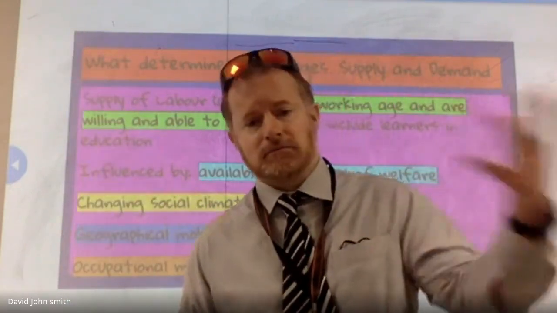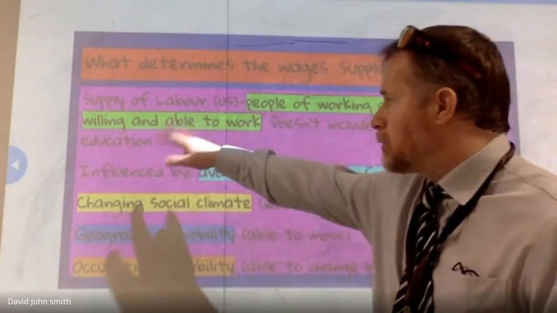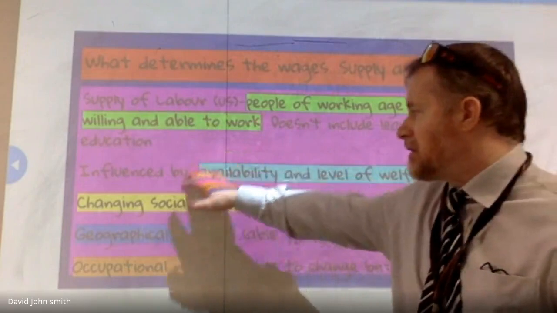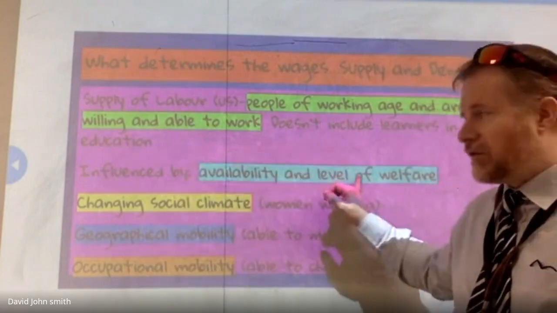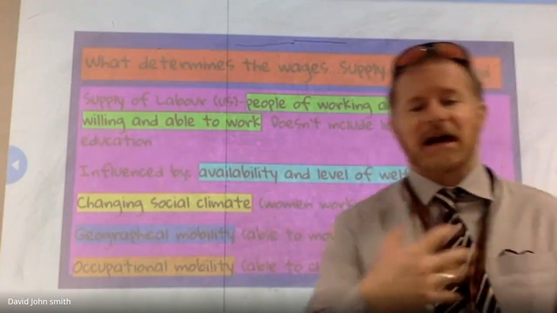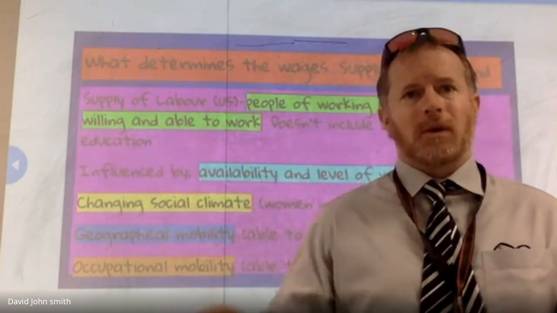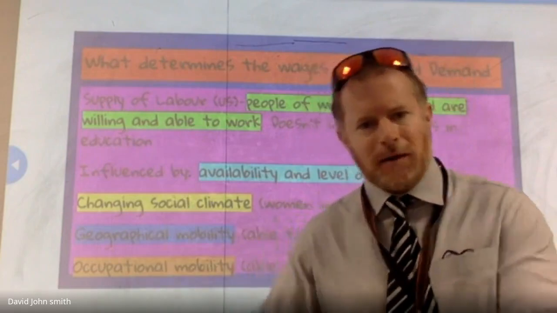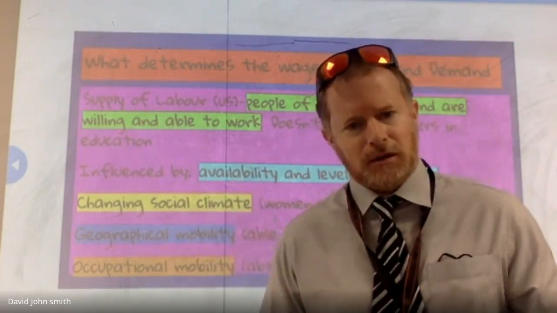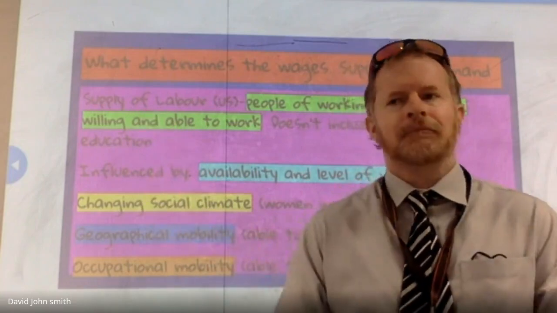So the idea of willing and able to work is influenced by this idea of availability of welfare. The next thing is this idea of a changing social climate. That's us again, that's society and what we value. So we might say, no, we want the children to go up the chimneys to clean the chimneys. Yeah, we might want that, yes. Get the children in work, come on, all right? Or we might say, no, that's not what society values. That's not what we want.